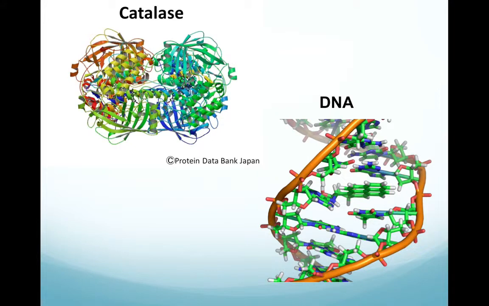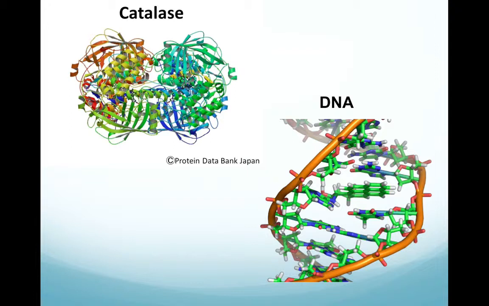Macromolecules are very large, very complex organic molecules that are known to be made and used by living things. Here are a few 3D representations of macromolecules. Catalase, on the left-hand side, is a specific type of protein called an enzyme. Enzymes facilitate chemical reactions, and their names usually end in ASE, so catalase. Catalase is an enzyme in your body that helps to convert hydrogen peroxide into water and oxygen. So it's the reason that hydrogen peroxide bubbles when you put it into an open wound.